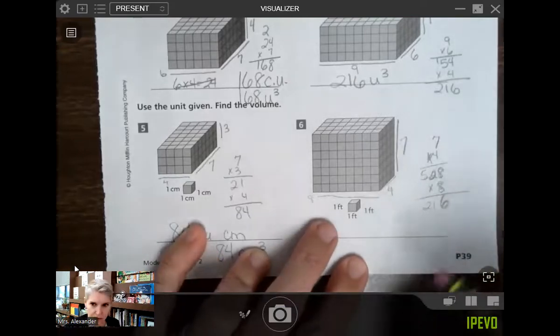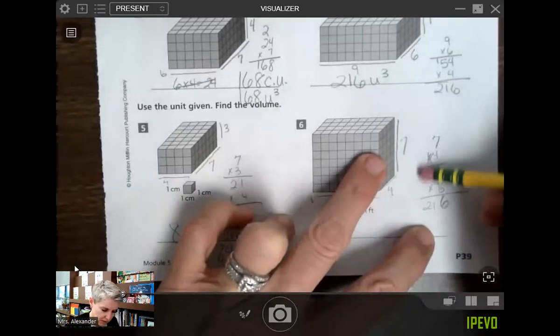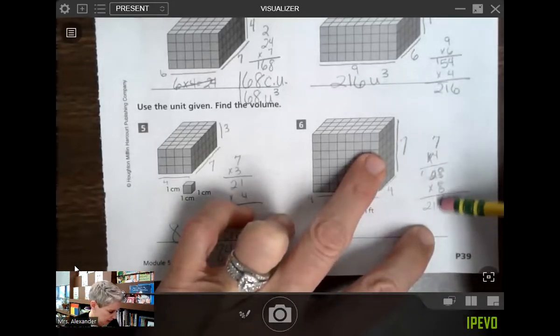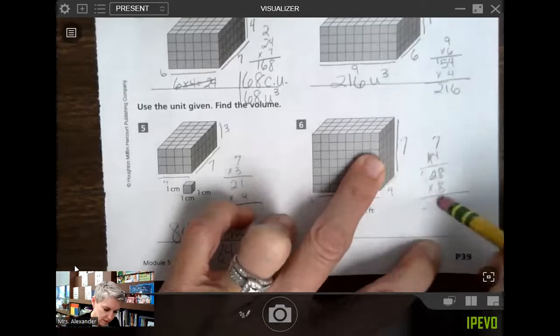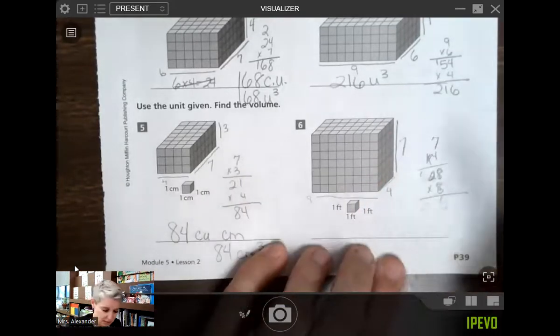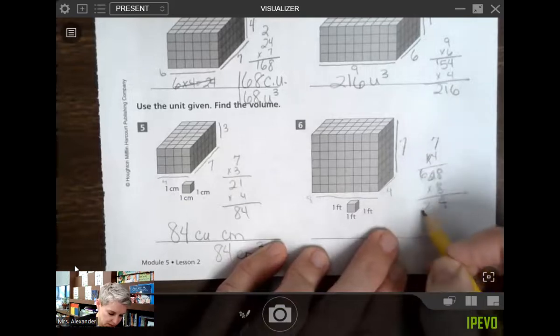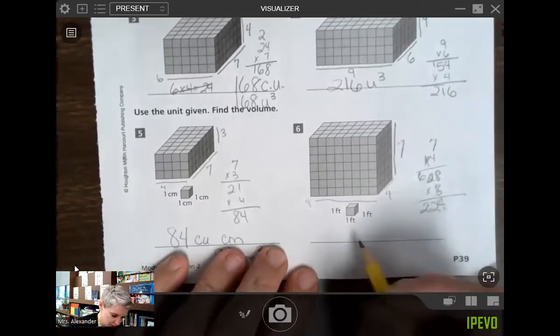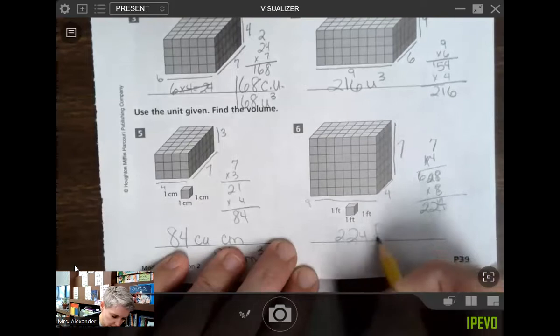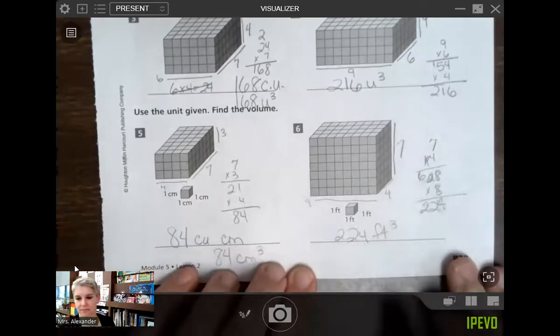Oh, I caught my own. Something didn't seem right. 8 times 8 is, are you yelling it at me? 64. 8 times 2 is 16 plus 6. We're going to have 224 cubic feet. Whew. Almost had a challenge there.